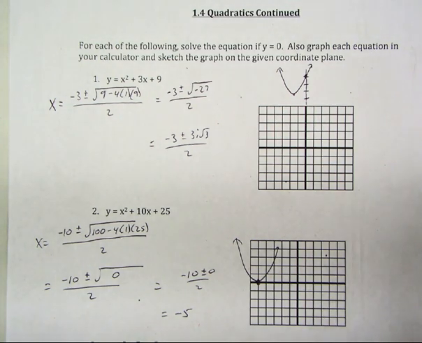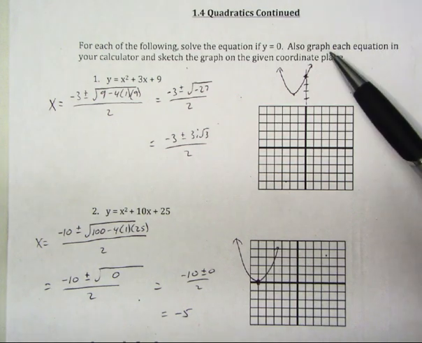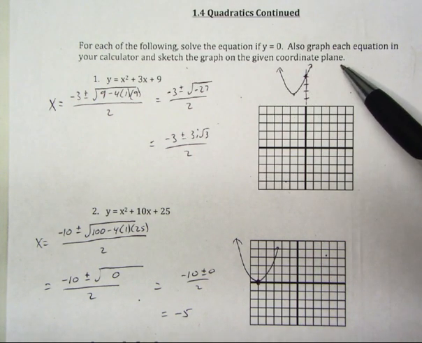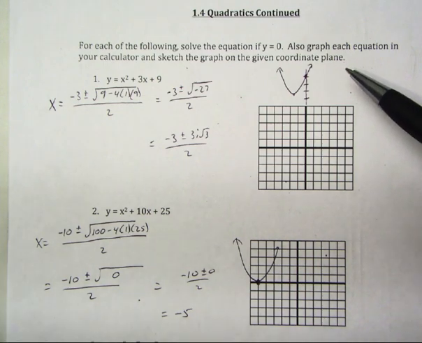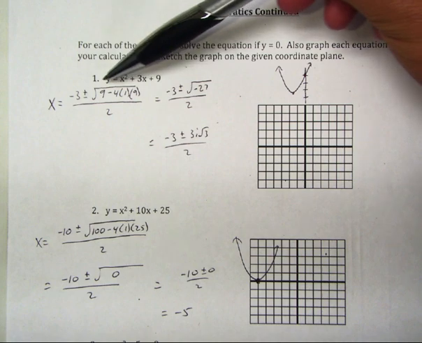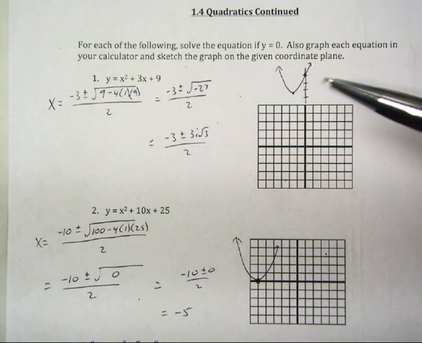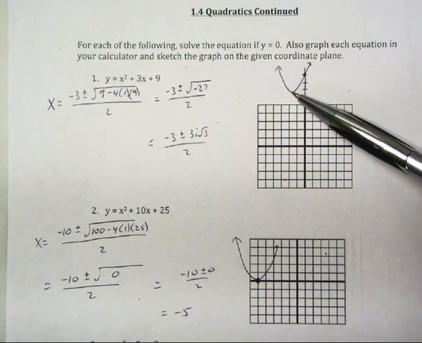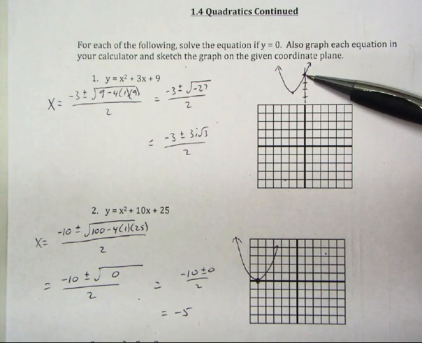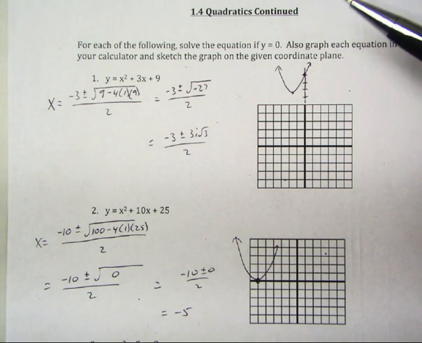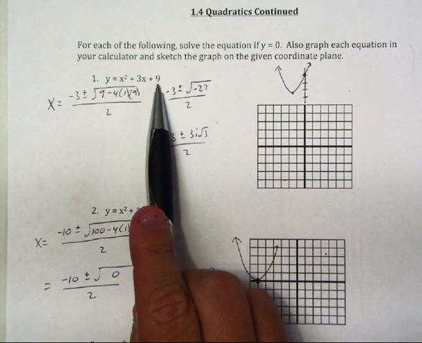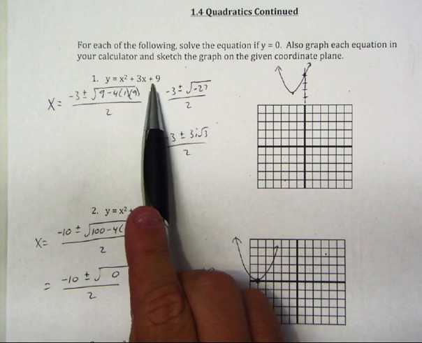So in the directions, it says to graph each of the equations in the calculator and sketch it on the coordinate plane. And I already went ahead and did that. I entered this equation into my graphing calculator, and I just got a rough idea of where the vertex was, any intercepts there might have been. This one was crossing the y-axis at 9, which makes sense because anytime you graph anything, this constant right here is always going to be your y-intercept.